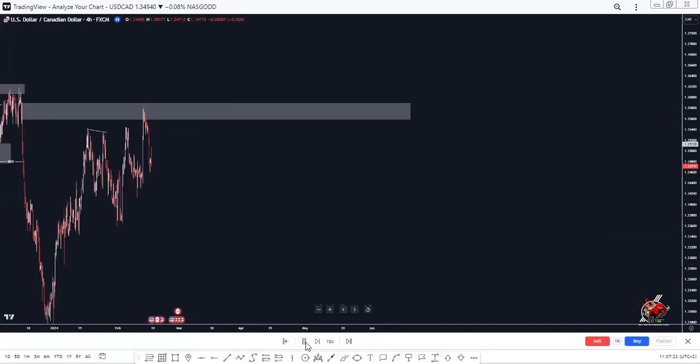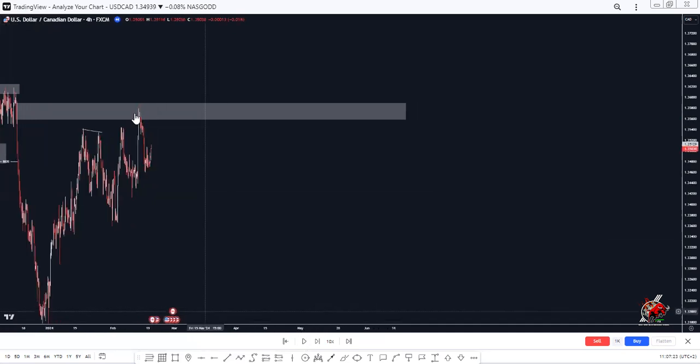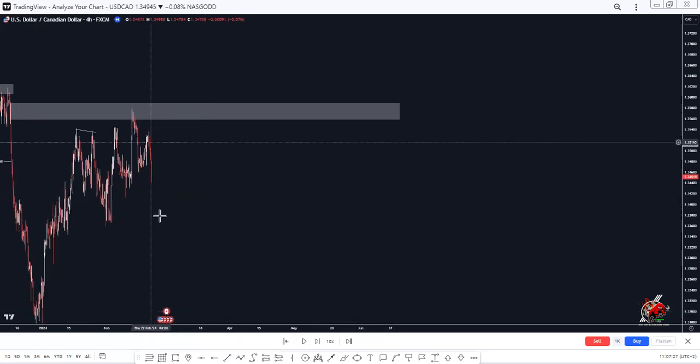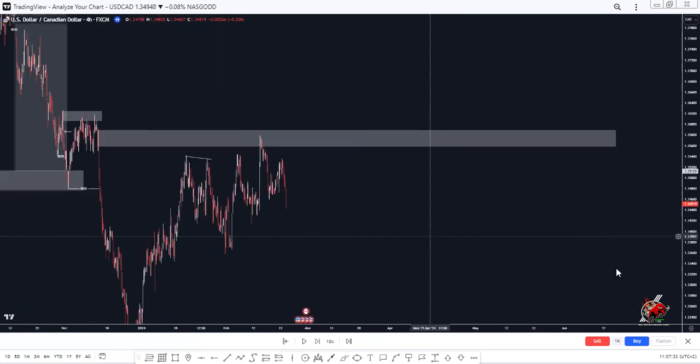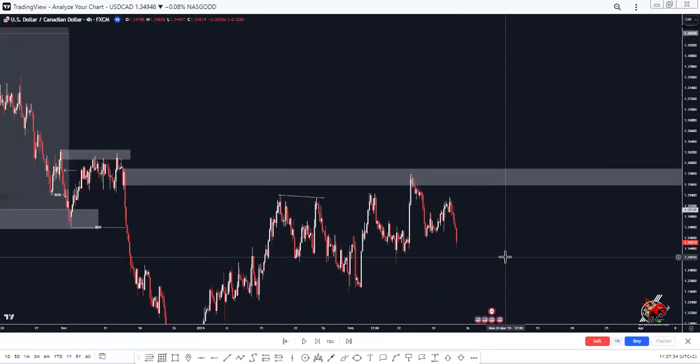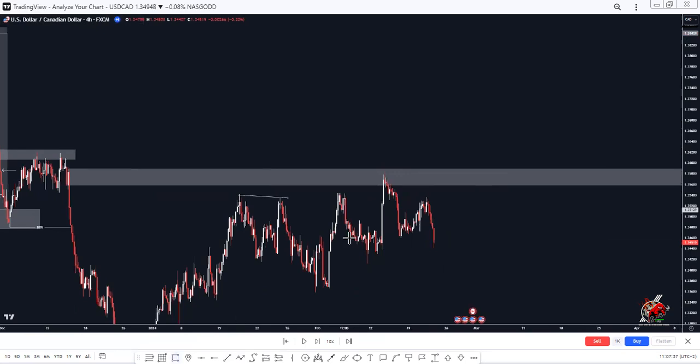Boom, just like that. You see, the market tapped us in, and then here will be your confirmation on 4 hour. Here is the order block that was left behind, but it didn't break structure, so I won't consider this as our confirmation on 4 hour.